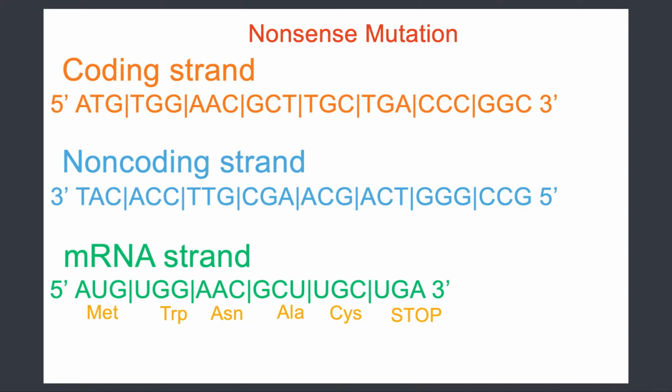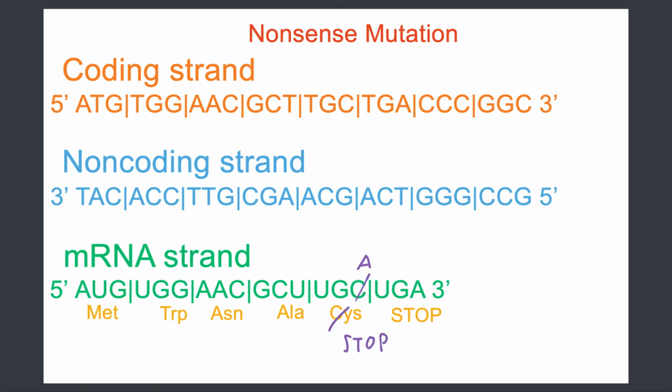Nonsense mutation. This mutation is caused when an early stop codon is created. In this case, I changed the UGC codon in the mRNA sequence to UGA, which codes for stop.